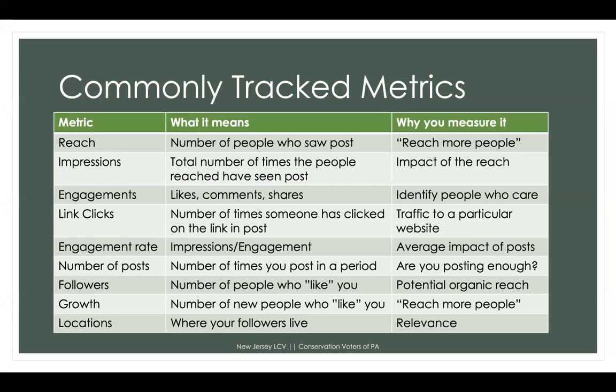Followers are the number of people who like you. This is an important metric for organic reach. If you don't have the budget to boost posts on Facebook, then you want to build as much organic reach as you possibly can, so you want to reach as many followers as you can. Growth is the number of new people who like you. So when your boss or someone else asks, how do we reach more people on social media, you look at growth. And then we've talked a couple of times about location, and that can be helpful, as Rita really nicely illustrated, if you want to make sure that the posts you're posting are relevant. If you find out that most of your followers are in Philadelphia, you're probably going to post less about Pittsburgh.